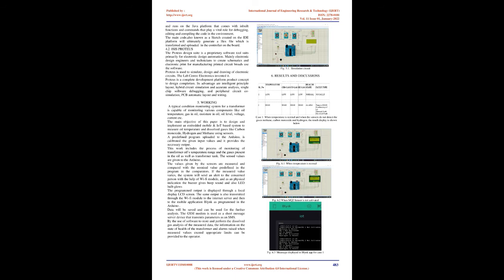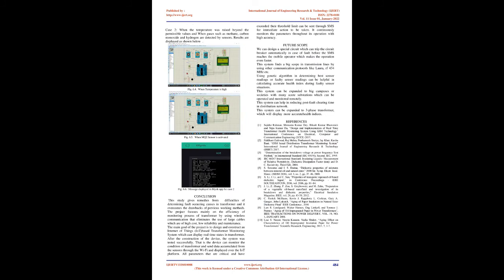5 Working. A typical condition monitoring system for a transformer is capable of monitoring various components like oil temperature, gas in oil, moisture in oil, oil level, voltage, current, etc. The main objective of this paper is to design and implement an embedded mobile and IoT-based system to measure oil temperature and dissolved gases like carbon monoxide, hydrogen, and methane using sensors. A predefined program uploaded to the Arduino calibrates the given input values and provides the necessary output.